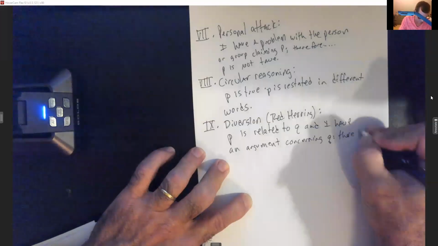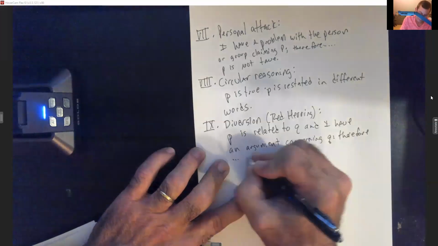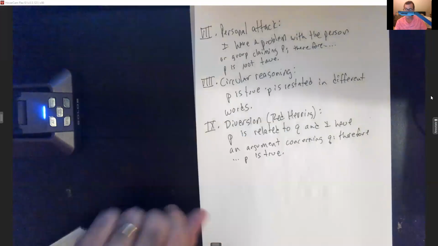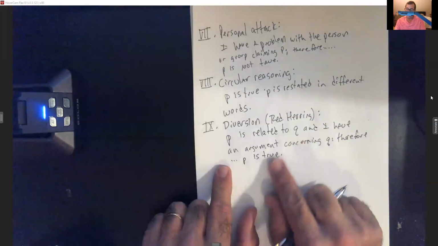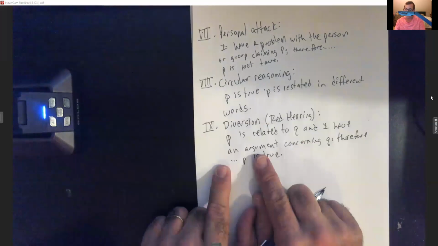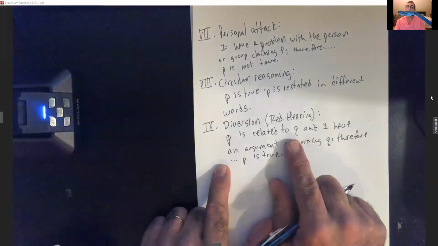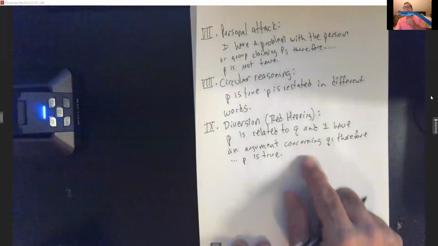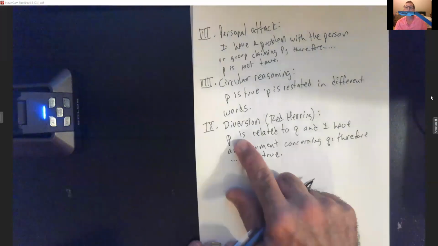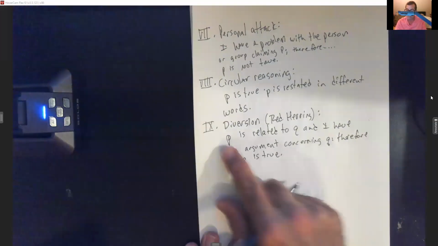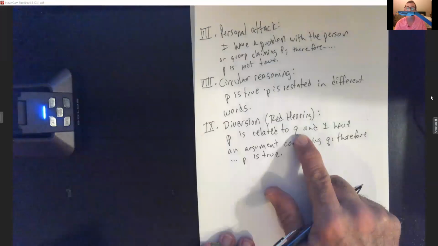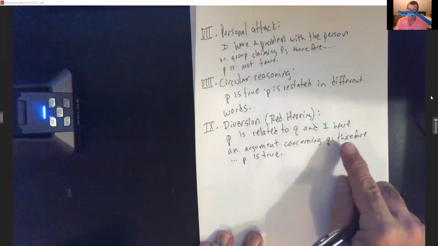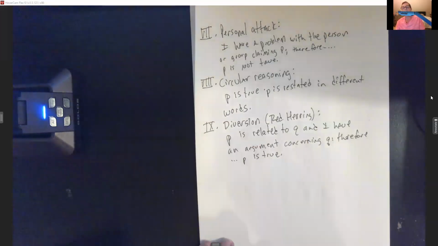Therefore, P is true. Okay, so you're saying these two arguments are related, and you have an argument concerning Q. So I have a valid argument related to Q. So therefore, automatically, since P is related to Q, P is true. No, P can be false and you still have a valid argument with Q. Although P and Q are related, that does not mean that you have both of these as valid.